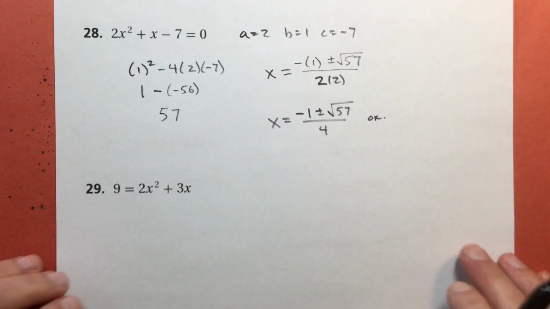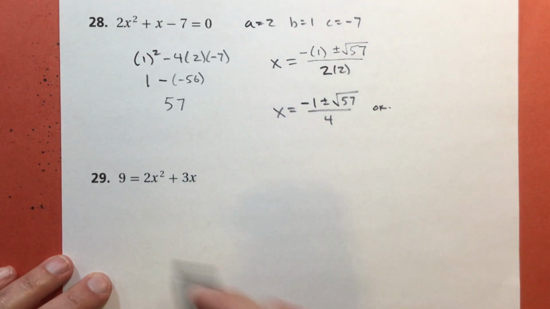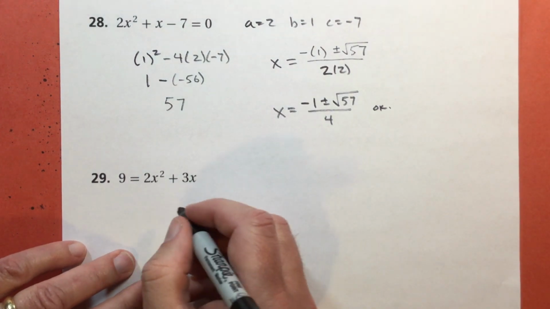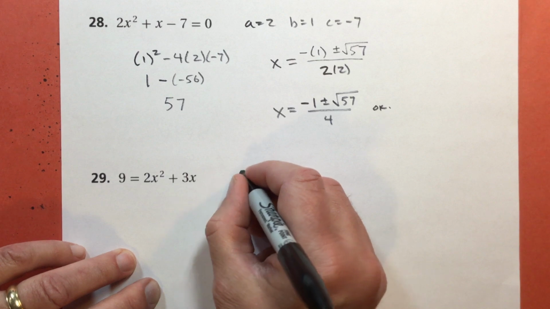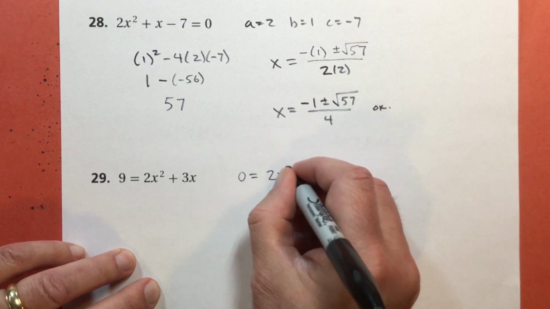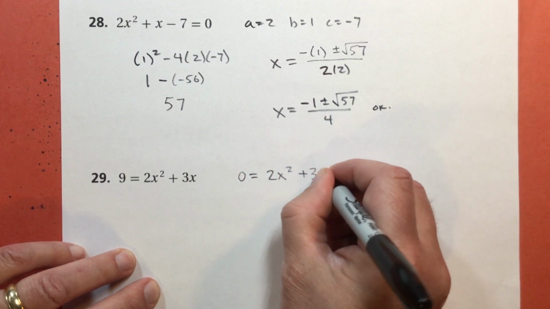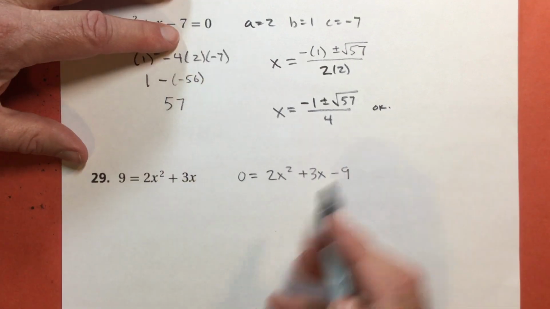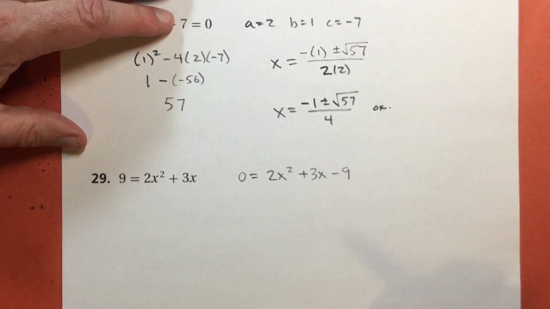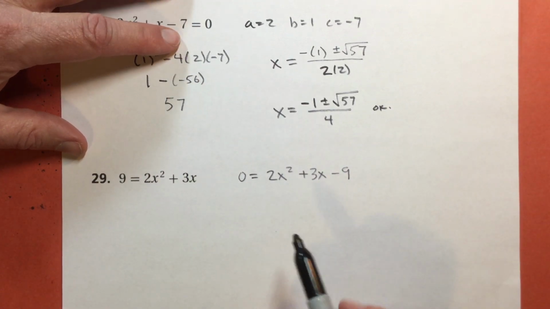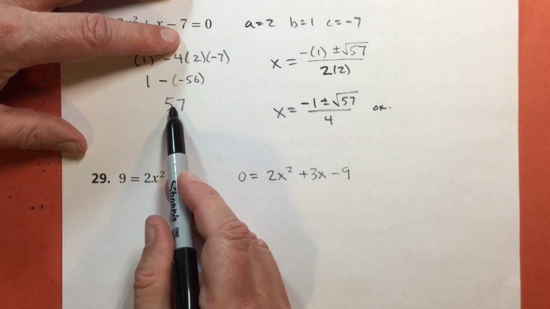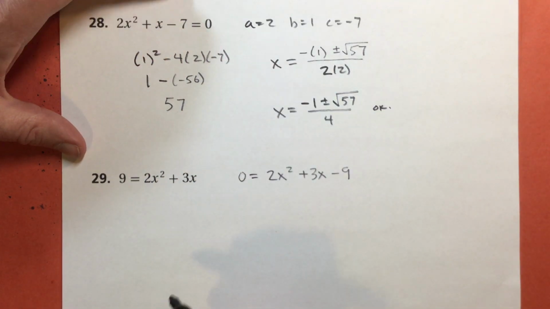Finally, for problem number 29, let's put it in standard form. I'm going to subtract 9 and move it over to the other side. So I get 0 equals 2x squared plus 3x subtract 9. I don't think this can be factored. I'll find out if I'm wrong if I get a perfect square. I did not get a perfect square there, so I knew it couldn't be factored.